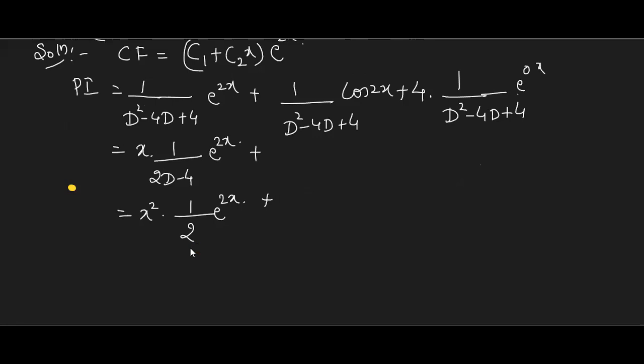Let us see here. Now you see this cos 2x. Which case does this belong to? It belongs to the second case. So d square has to be replaced by minus 4. Again, this is 1 upon minus 4 minus 4d plus 4. Am I correct?